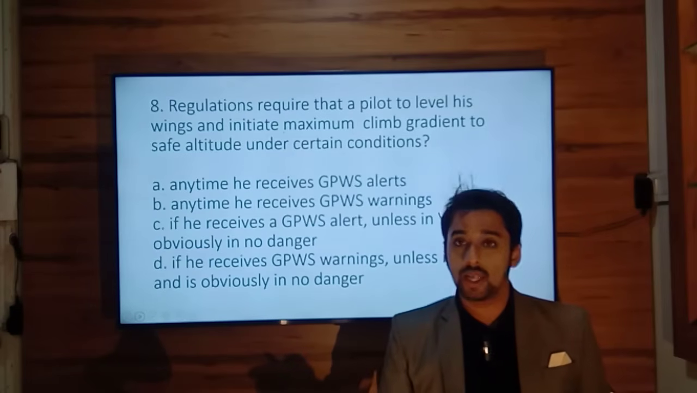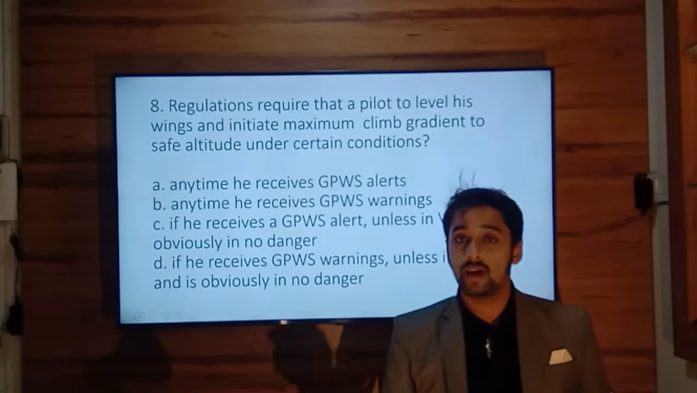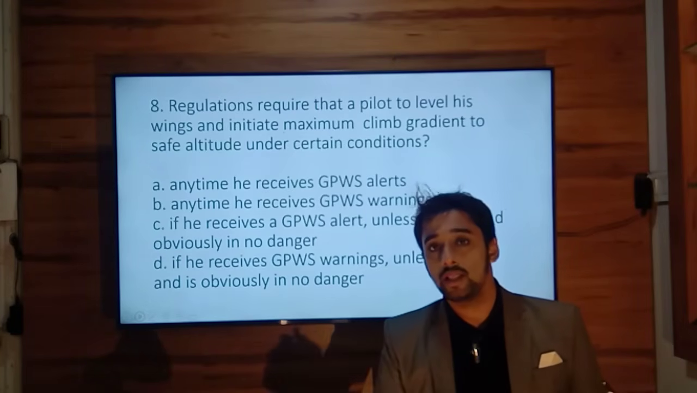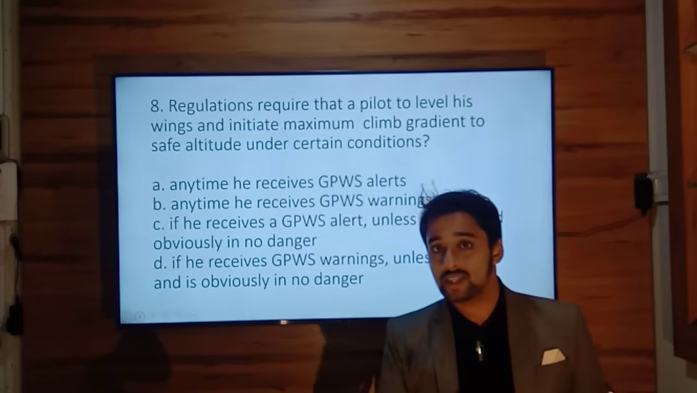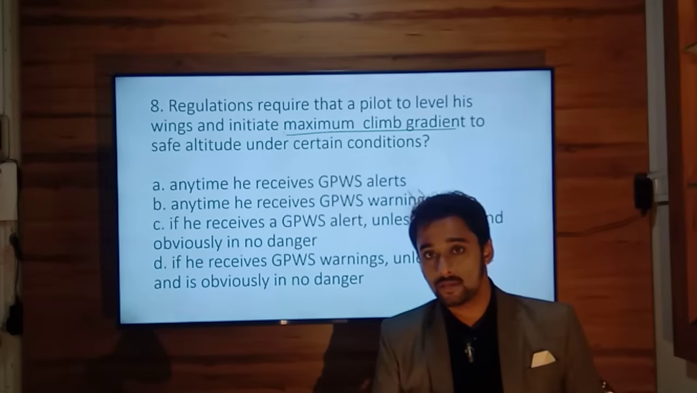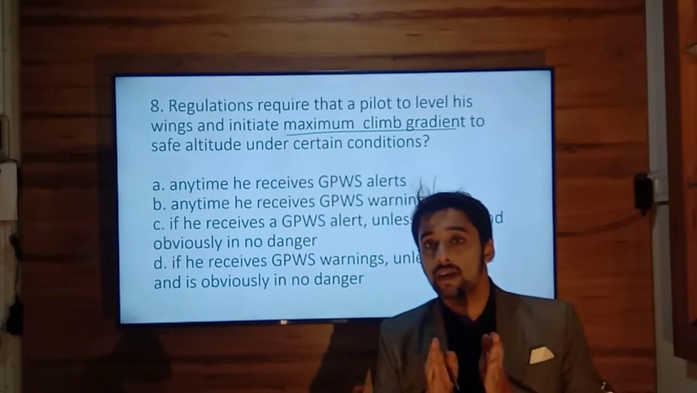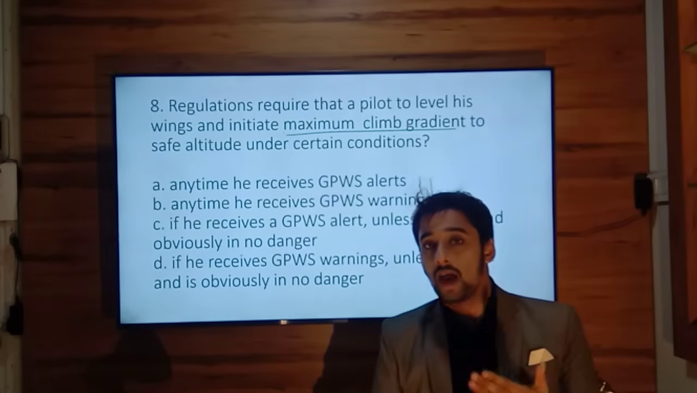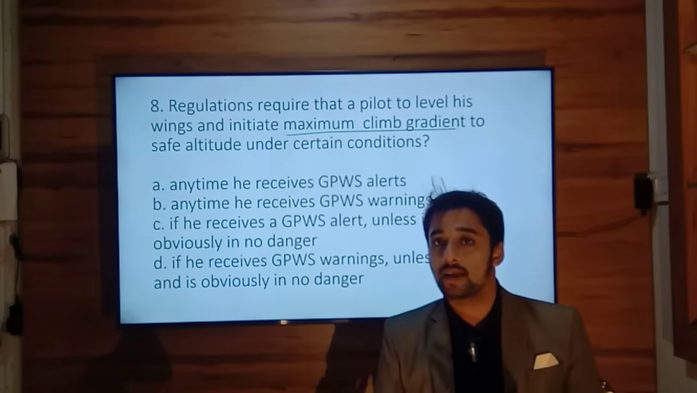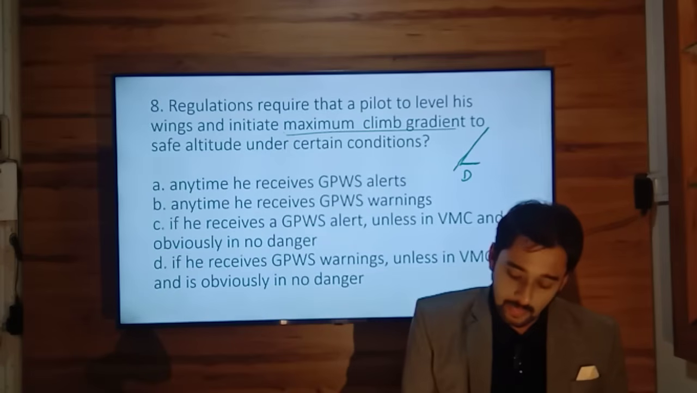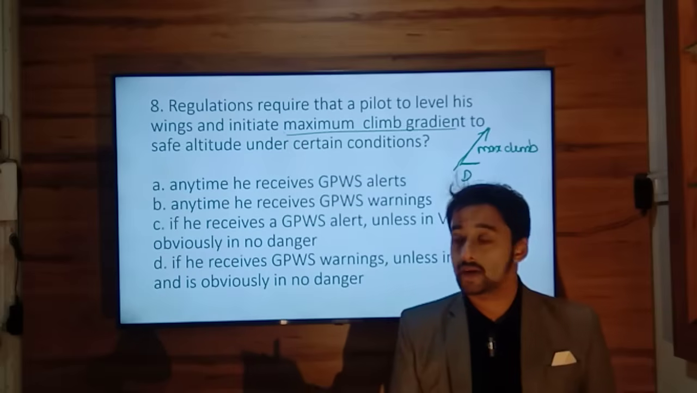Regulations require a pilot to level his wings. To level your wings means, if you're turning your aircraft, to stop your turn and come back to normal straight and level attitude, wings level attitude, and initiate a maximum climb. Maximum climb gradient means in a minimum distance you are able to climb higher and higher. So to cover maximum height in minimum distance, that is called climb gradient.